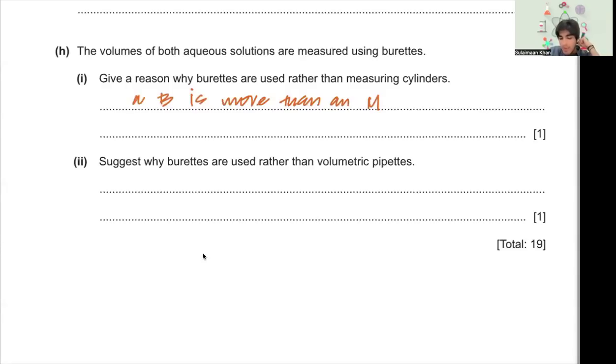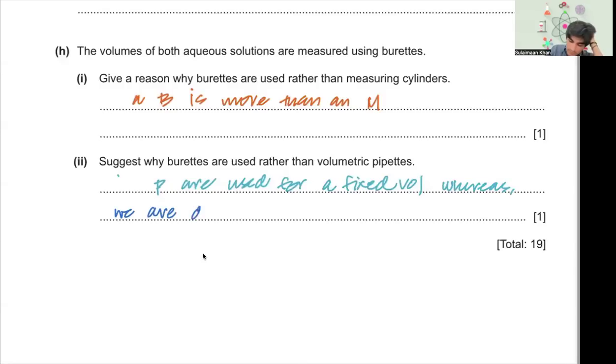Okay. And saying why are burettes used rather than volumetric pipettes? Because volumetric pipettes are used for a fixed volume. Here you're not measuring a fixed volume. You're not adding a fixed volume. I'll just say a pipette is used for fixed volumes, whereas we are adding variable volumes, different volumes.